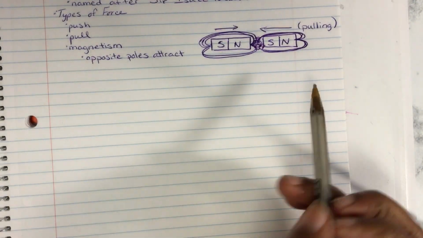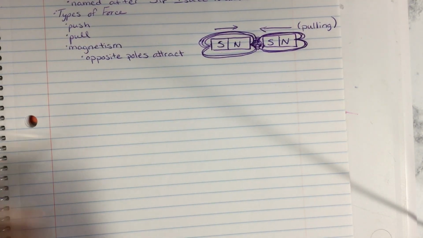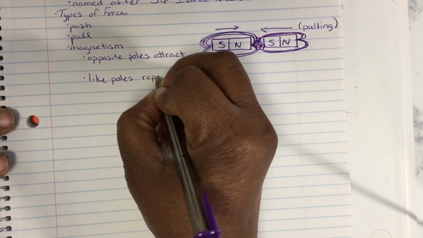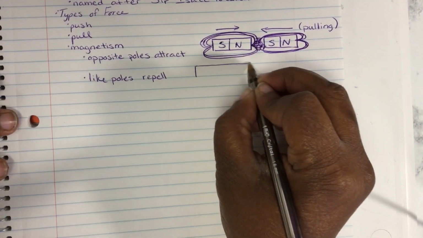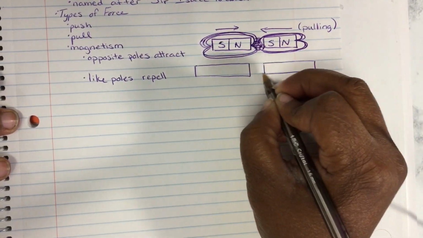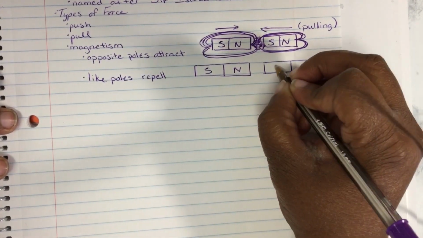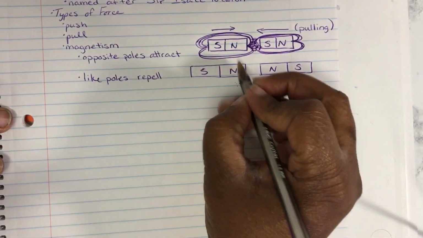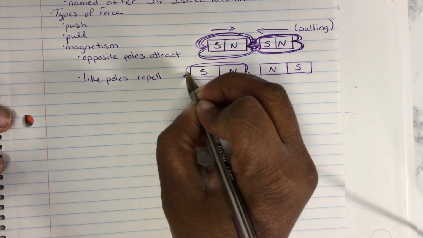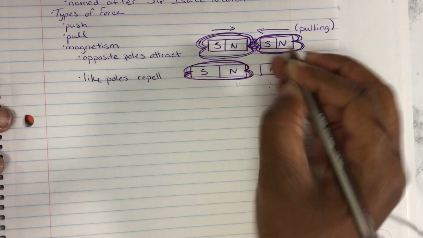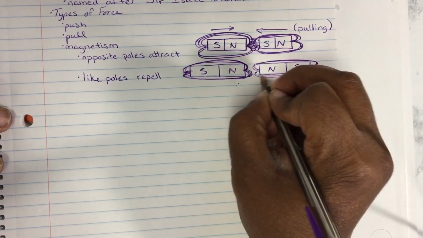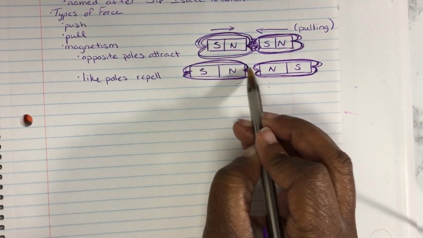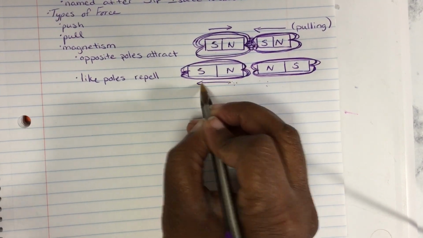Then the reverse of all of this is that like poles will repel or push away. Notice this time the same poles are facing each other. And this time when we draw the magnetic field, you're not going to see anything in between here because they're pushing away from each other.